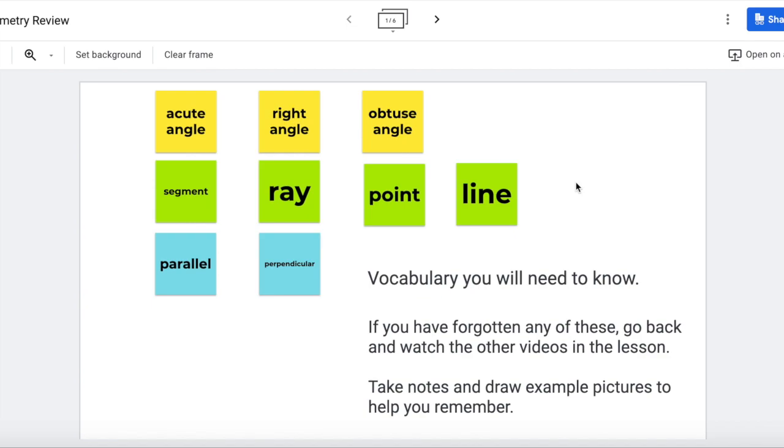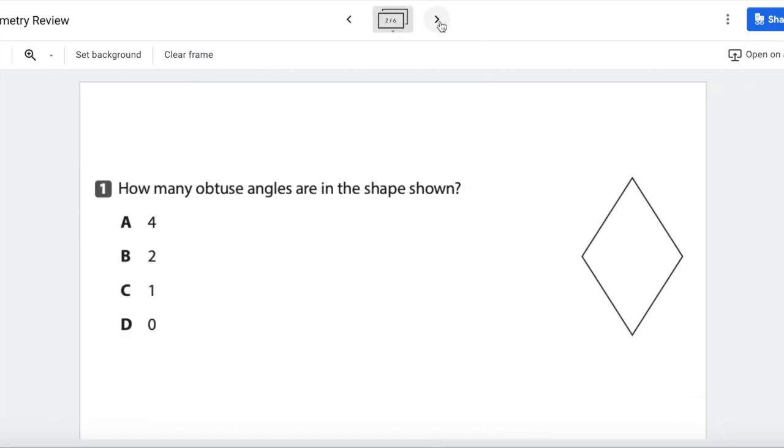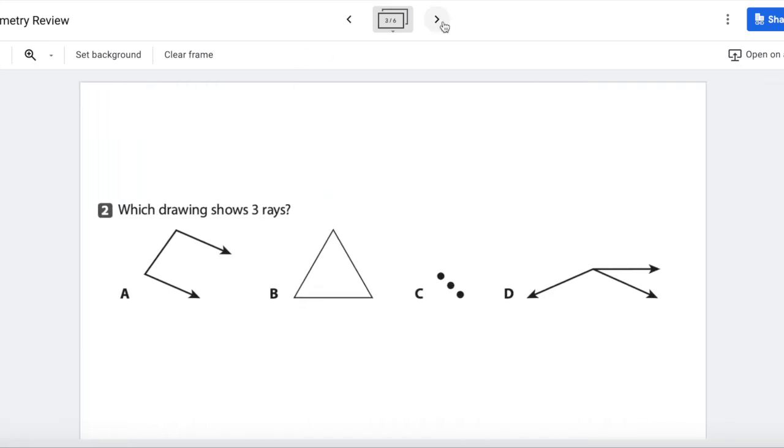Okay, so if you came back, then you are ready to hear the directions in this jam. The first question is, how many obtuse angles are in this shape? Count the obtuse angles and then choose the number over here. The next question has some pictures, and it's going to ask you which of these drawings shows three rays.